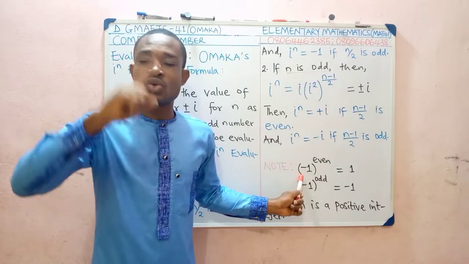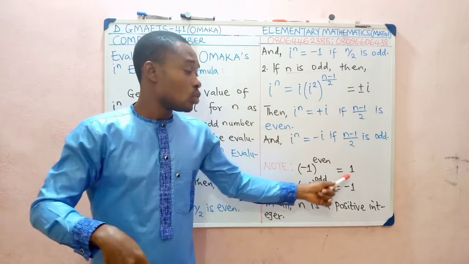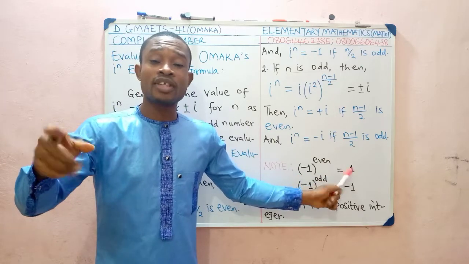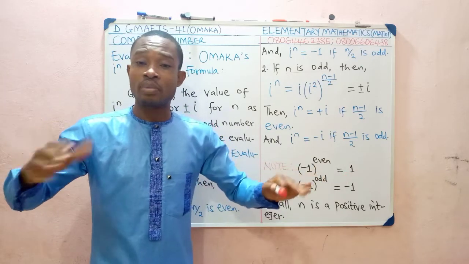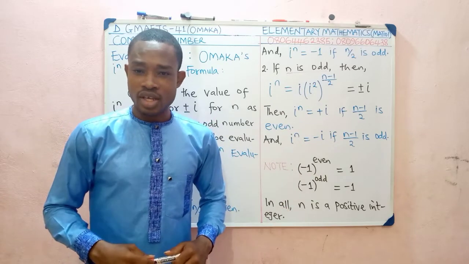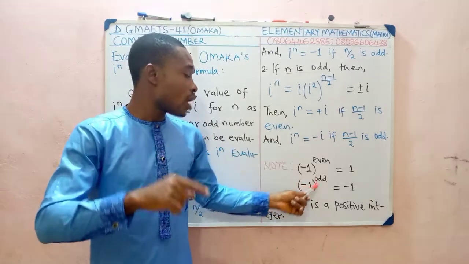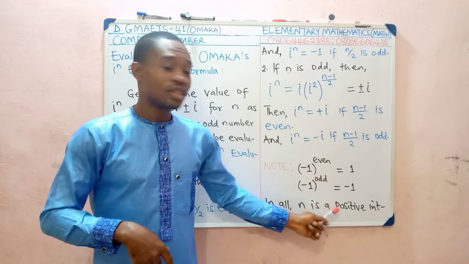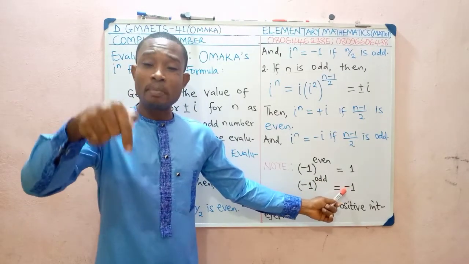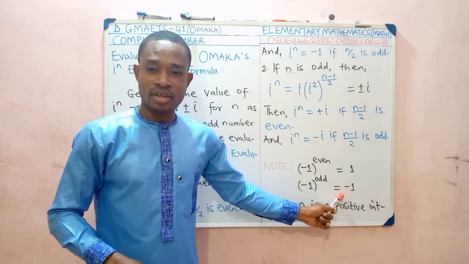Fine. Take note of this point here. Minus 1 raised to an even power will give you plus 1. The minus will disappear. It happens for all negative numbers raised to an even power. Is that okay? The result will give you a positive result. But minus 1 raised to an odd power, the result will still maintain the minus there. Is that okay?